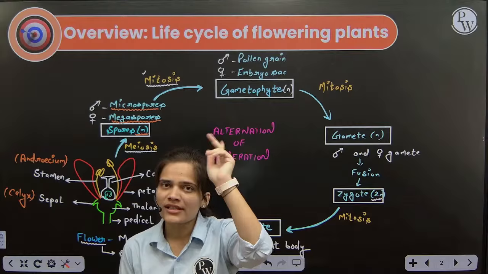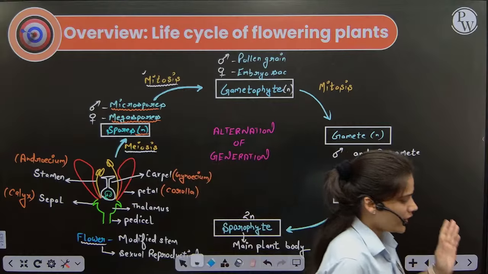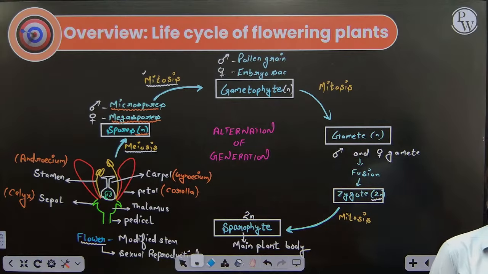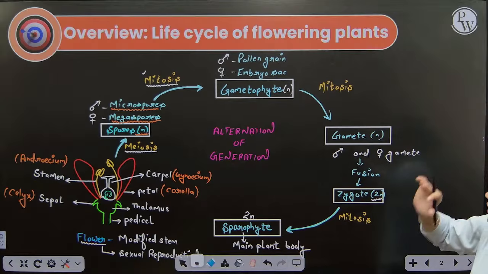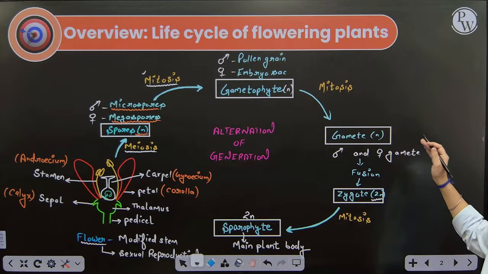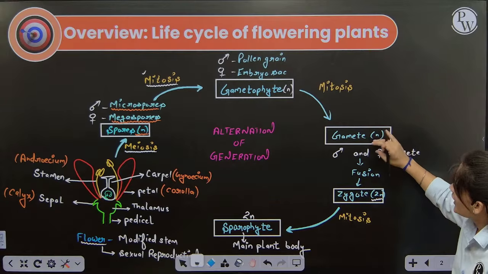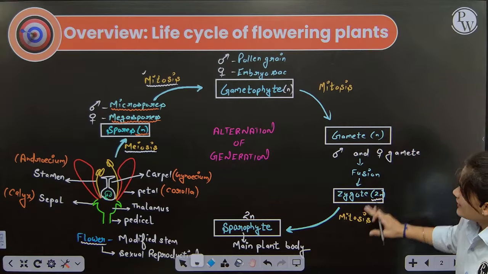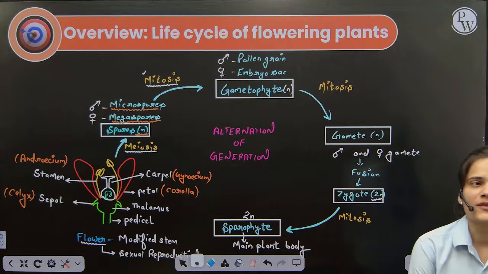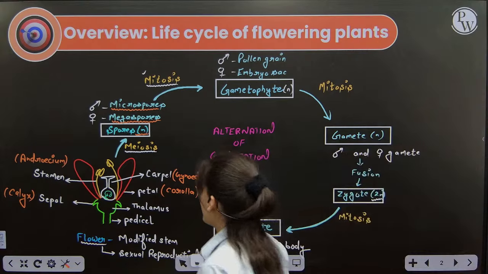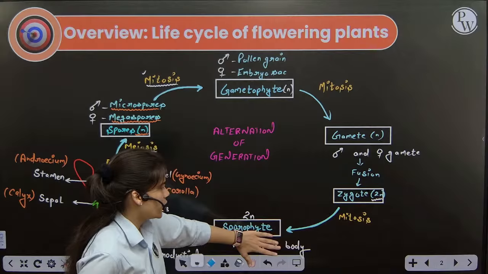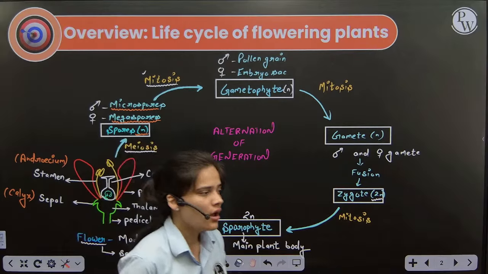Then they develop into gametophyte. Gametophyte is haploid. Male gametophyte is known as pollen grain and female gametophyte is known as embryo sac. Then these gametophytes further give rise to gametes. Both the gametes get fused together. As a result, zygote is formed, and that zygote again develops into the main plant body, which we see in case of flowering plant.